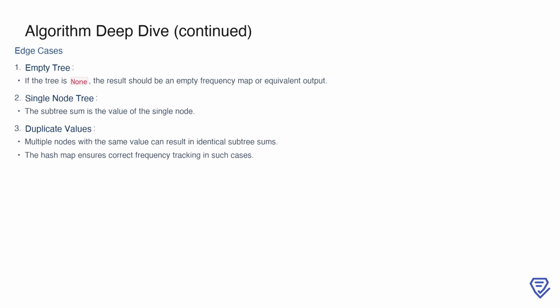Finally, it's important to consider edge cases. If the tree is empty, meaning the input root is None, the algorithm should return an empty frequency map or an equivalent result. For a tree with a single node, the subtree sum is simply the value of that node. When there are duplicate values in the tree, it's possible for different subtrees to produce identical sums. The hash map handles this scenario by correctly tracking the frequency of each unique sum, regardless of how it is generated. These considerations ensure the algorithm is robust and handles all possible inputs effectively.